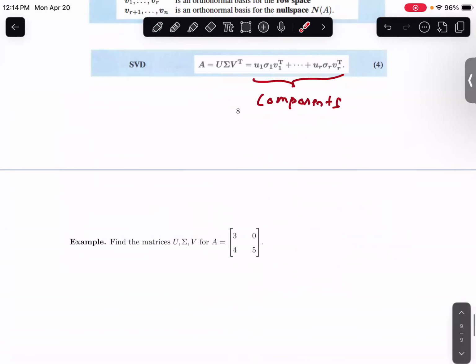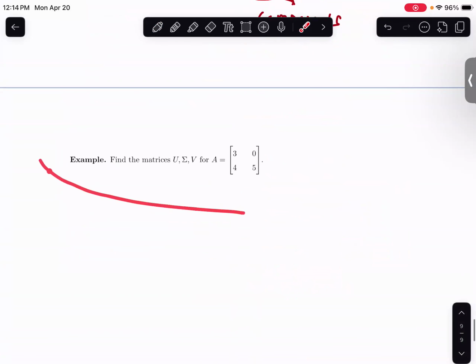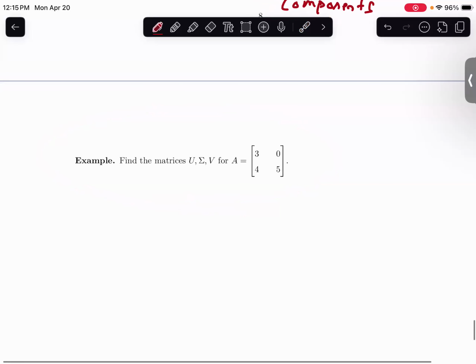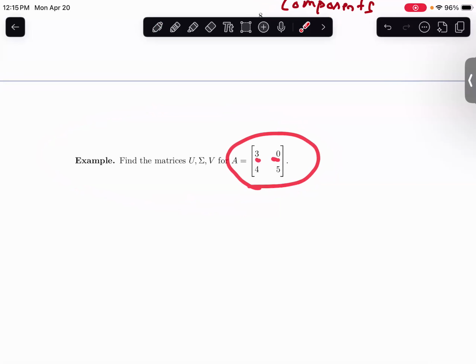But before going into applications, I want to go through one example. There is a homework problem where you have to find these sorts of matrices, and it really isn't so bad. Again, it mostly boils down to finding the diagonalization of A transpose times A. So we have this matrix A given by 3, 0, 4, 5, and it wants you to find the three parts of the singular value decomposition.